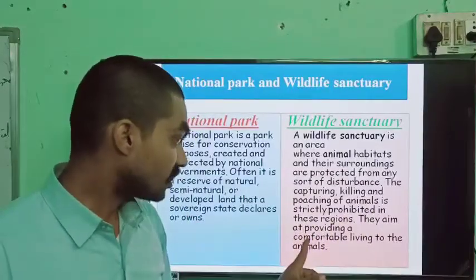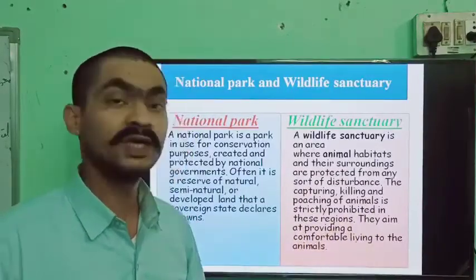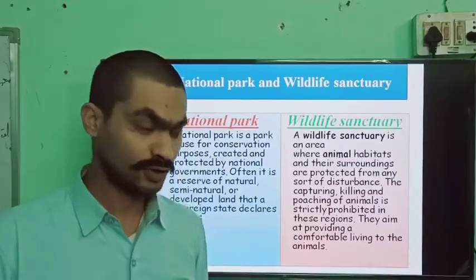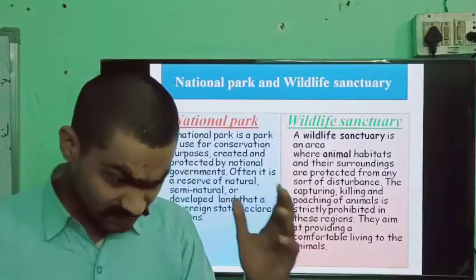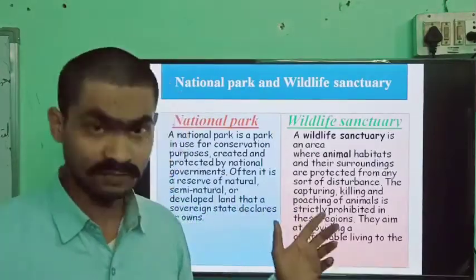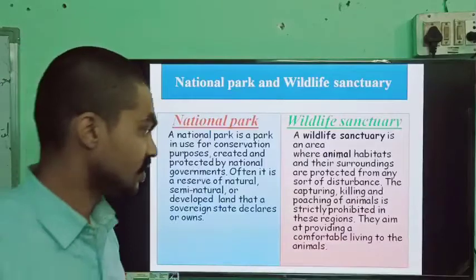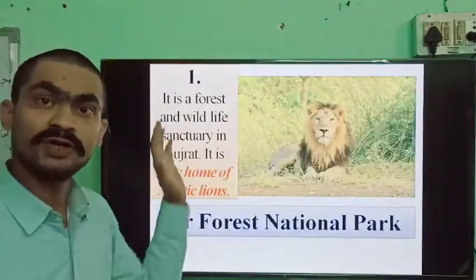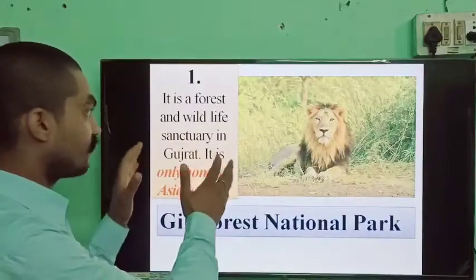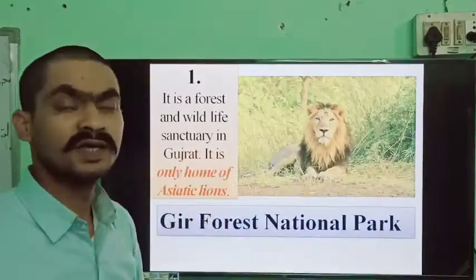They aim at providing a comfortable living to the animals, so the animals can live comfortably. Like you might have heard about Dudhwa or Bandhavgarh. Many are there that we will see in the present chapter. So let us see the very first. I have not written fully what I have written here, that much only you write in your notebook.